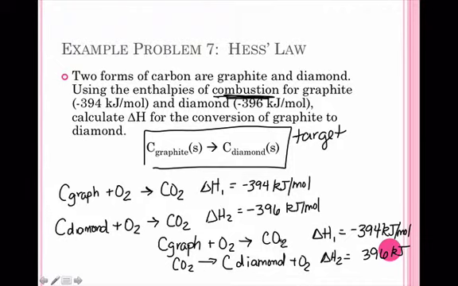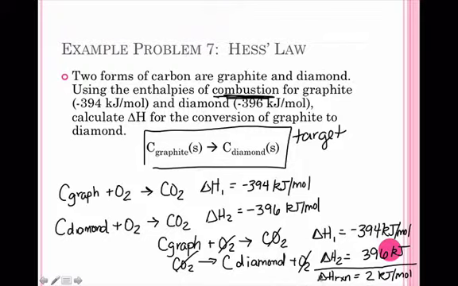Okay, just like before, if things are the same on both sides, they cancel. So your CO2s are going to go away, your oxygens are going to go away, you're going to be left with carbon as graphite produces carbon as diamond, which is the target reaction, and that's what we wanted. So then to figure out the delta H for this reaction, all you do is add those up, and you end up with 2 kilojoules per mole.